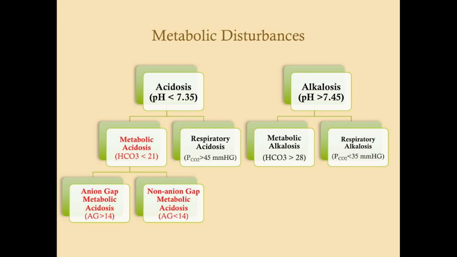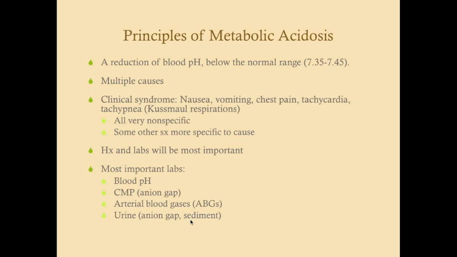So metabolic disturbances are broken down into acidosis and alkalosis, where the normal range of blood pH is anywhere from 7.35 to 7.45. You'll see different ranges at different places, but this is generally what's accepted on the USMLE. So we're going to focus on the metabolic acidoses, and particularly we're going to talk about the anion gap metabolic acidoses, which are where the anion gap is greater than 14, and the non-anion gap metabolic acidoses, which is where it's less than 14, generally within the range of 8 to 14.